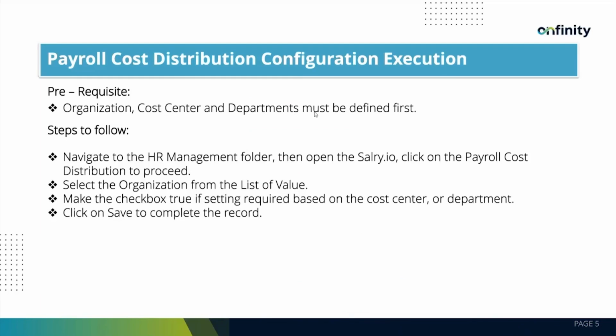First, ensure that the organization, departments, and cost center are defined. To continue, navigate to the HR Management folder, go to salary.io, and then click on Payroll Cost Distribution Setup to proceed. Select the organization from the drop-down as a star. Make the checkbox true if the setting is required based on the cost center or department. Finally, save the record. Now, let's switch to the system and walk through each step to understand the configuration in action.